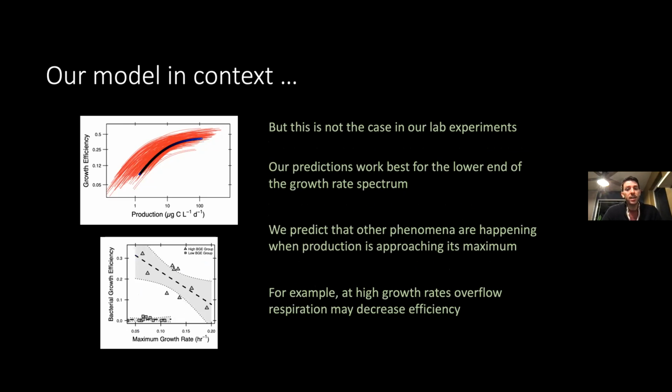But this was actually not the case in our lab experiments. Thinking about this long and hard and trying to understand what's going on, we've determined that our predictions, at least from our model, work best at the lower end of the growth rate spectrum. And what we think is happening is that other phenomena are causing a different situation at the other end of the production spectrum as it approaches its maximum.